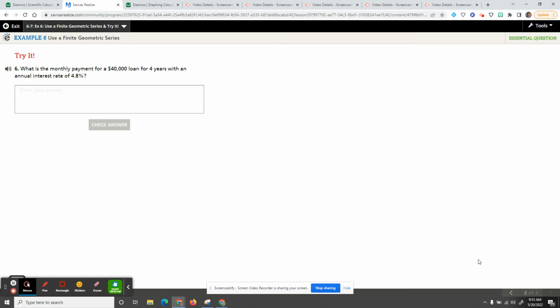So a couple things to keep in mind as you start this. The loan is bigger. You're paying it off over a shorter amount of time. The interest rate is slightly higher. All of those things lend to a higher monthly payment than the previous example. All right, so pause it, give it a try, see what you come up with, and then we'll compare answers.